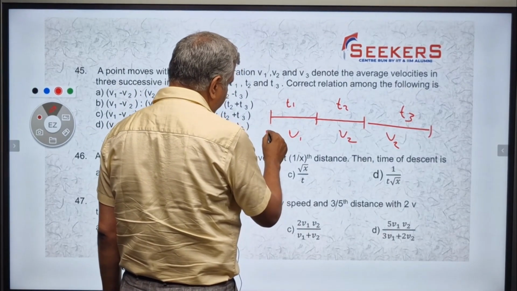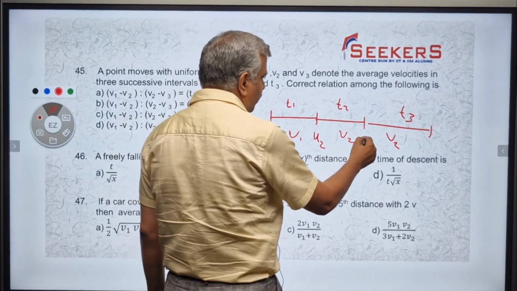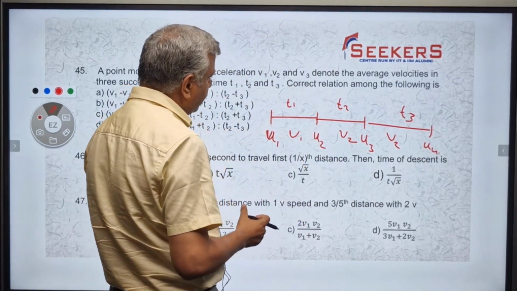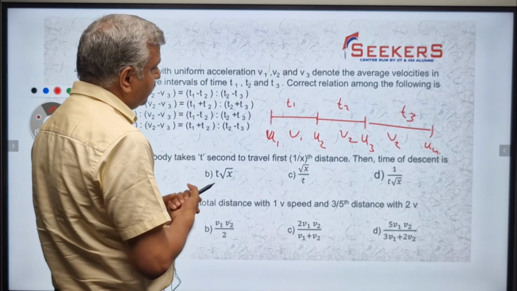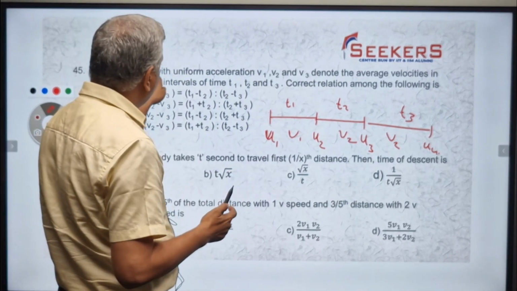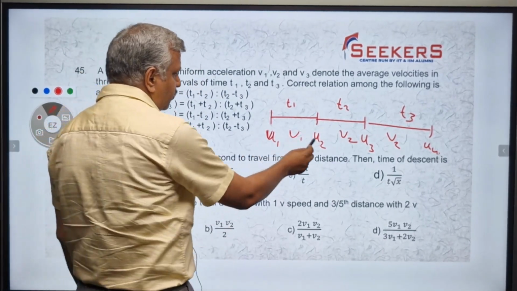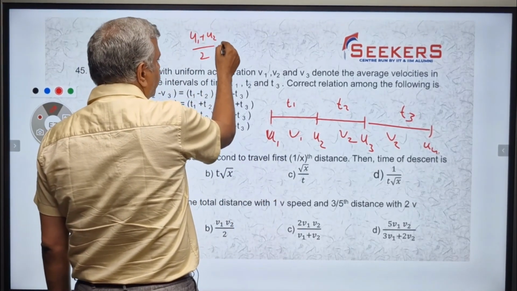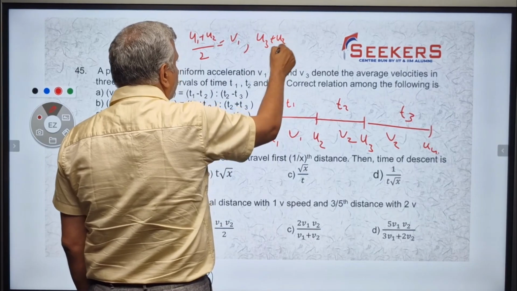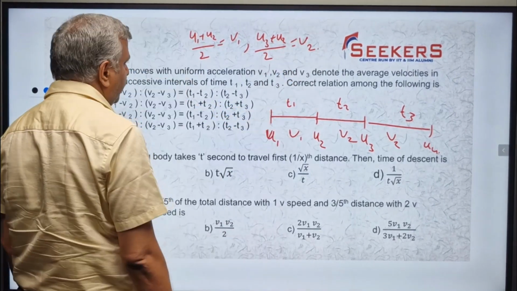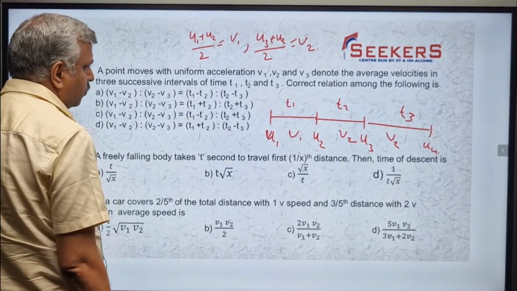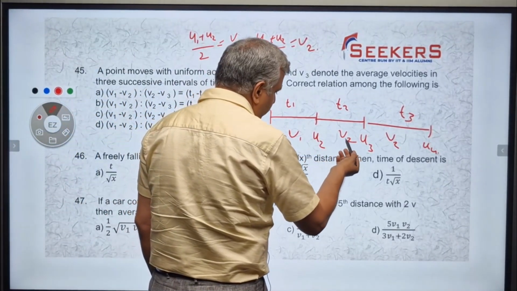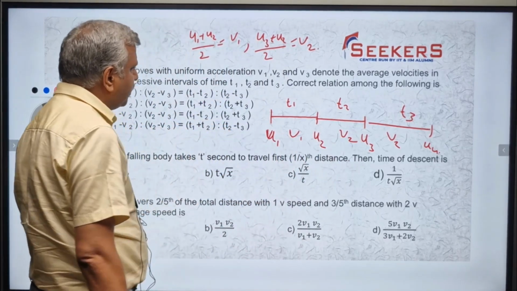suppose here the velocity is u1, here it is u2, here it is u3 and here it is u4, then average velocity, because they are moving with uniform acceleration, is u1 plus u2 by 2, which is equal to v1, and u2 plus u3 by 2 is equal to v2. Okay, then they are having some v1 minus v2. So look, here the average velocity is v1, here the average velocity is v2. Simply speaking, the acceleration will come from that average velocity.